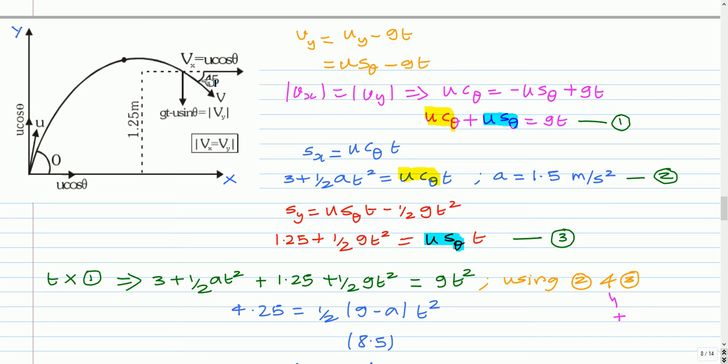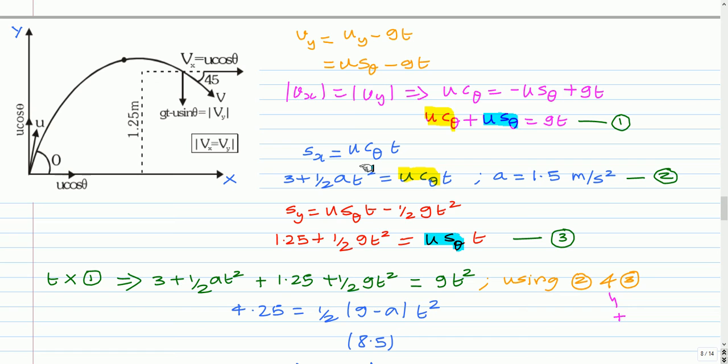At this point, since it makes an angle of 45 degrees, the x component velocity and the y component velocity are the same. So the mod of ux equals the mod of vy. The velocity in the x direction is u cos theta, and it's not going to change. So u cos theta equals this one. This velocity is negative because it's in the downward direction. We have chosen the y-axis in the upward direction, so we have to take the negative of this one, so it's minus u sin theta plus gt. So from this we get u cos theta plus u sin theta equal to gt. So this is equation number 1.